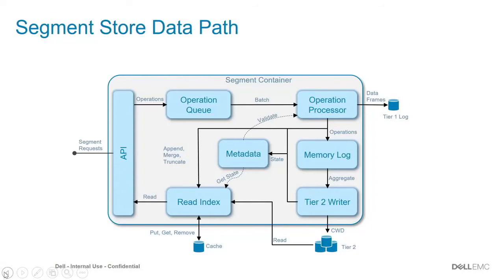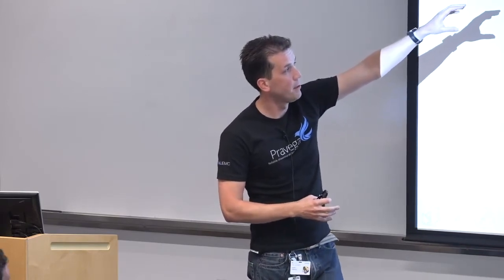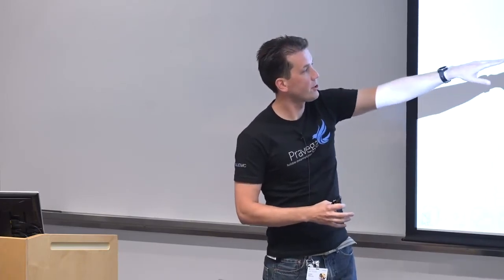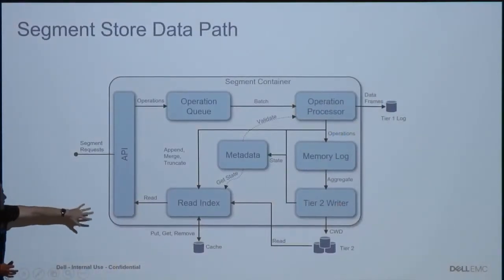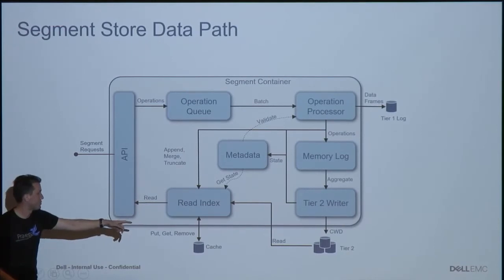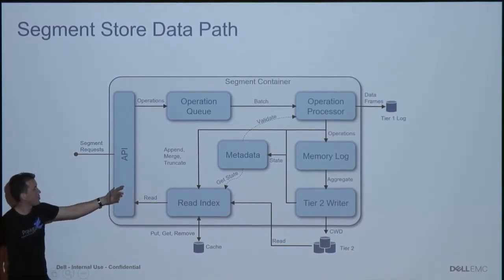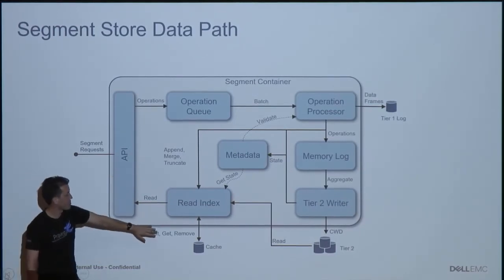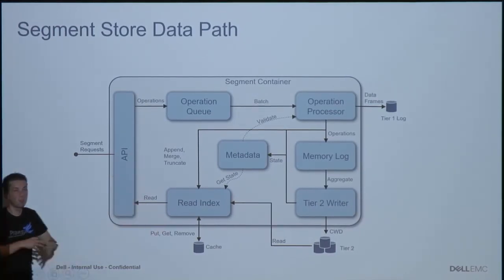So as a summary, here's a little diagram of how things are put together. On the ingest path, which is on the top, a request is converted to an operation that gets put in a queue. Then we batch them together with the operation processor. They get written to tier one. After that, they get sent to in-memory structures: the memory log, metadata, and the read index. And they are made available for reading after that point. At the same time, in the background, we have a tier two writer, which reads the operations from the memory log and writes them to tier two. The read index merges the data from memory, which is stored in the cache, with whatever is stored in tier two. And it provides a unified view of the segment based on wherever the data is, without the user having to worry about where the migration has been.